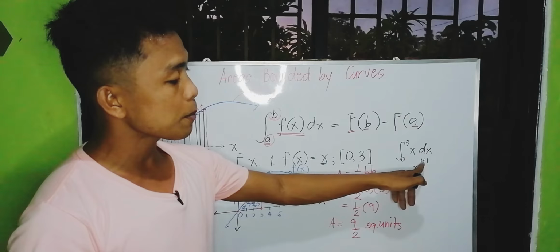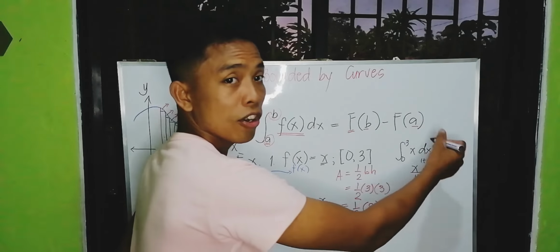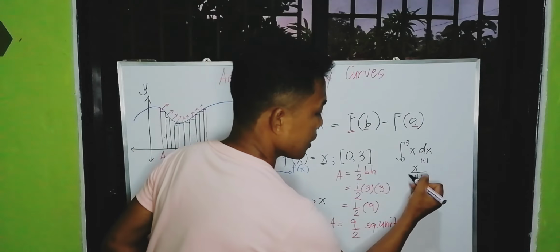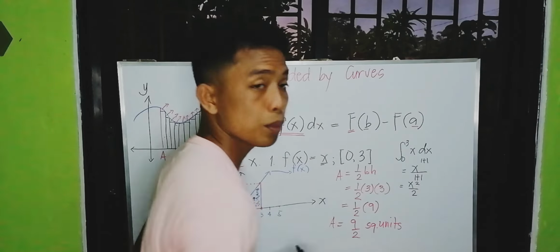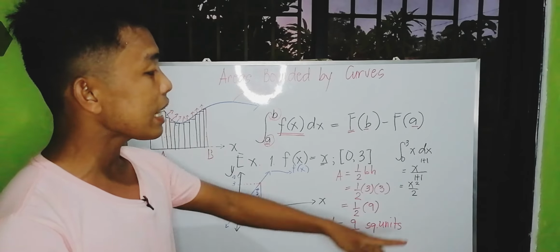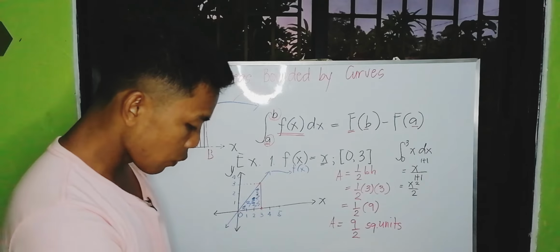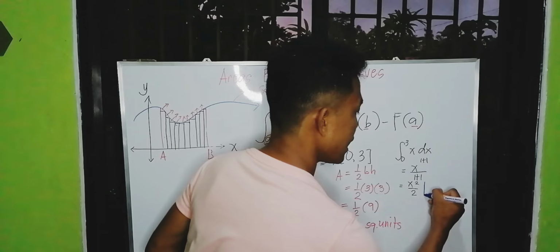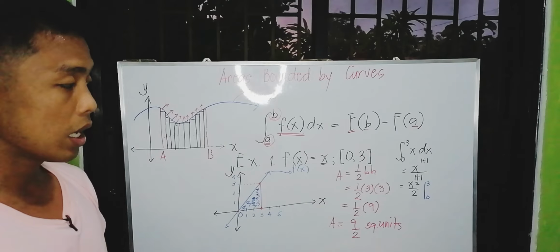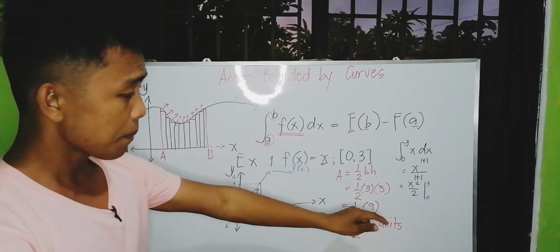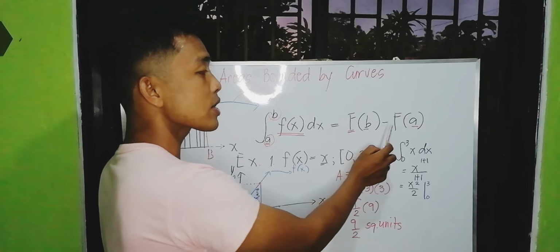Then, nakikita natin that the exponent is 1 plus 1. So, i-divide natin 1 plus 1. Ito, the entire expression, yung sinabi natin kanina. Then, we continue. We have now x squared over 2. Okay. So, ito yung antiderivative natin ng x. Pero dahil may 0 to 3 siya, that's why, yung naunang video natin, maglalagay tayo dito ng ating 0 to 3. This is your upper and lower limit, the boundary. Okay. Meaning to say, itong 0 to 3, i-apply na natin ito. F of b minus f of a.